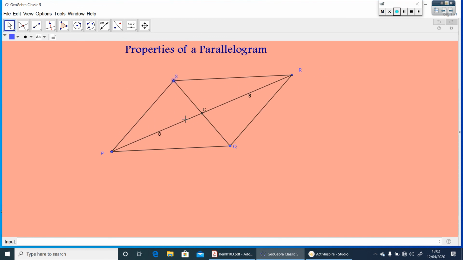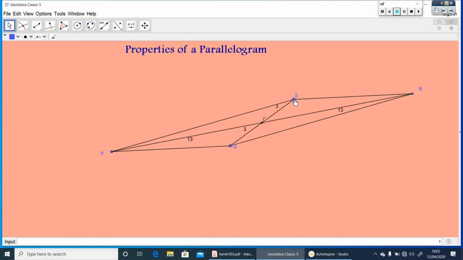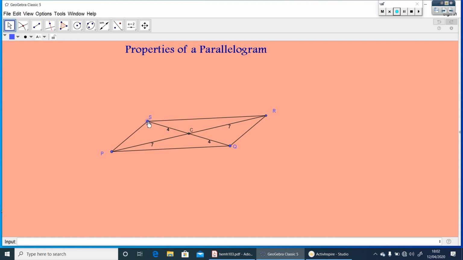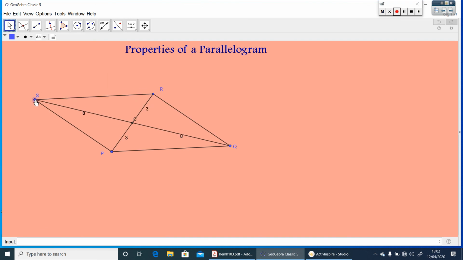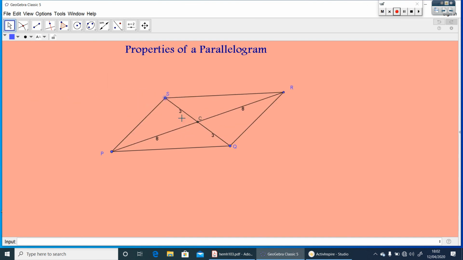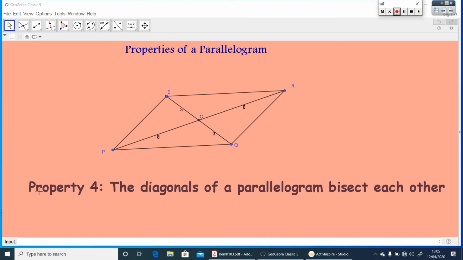Let me measure the other length, SC, that is 4 units. QC also is equal to 4 units. Now let me change the size. In all the cases diagonals bisect each other. This is the fourth property. That is, the fourth property is the diagonals of a parallelogram bisect each other.